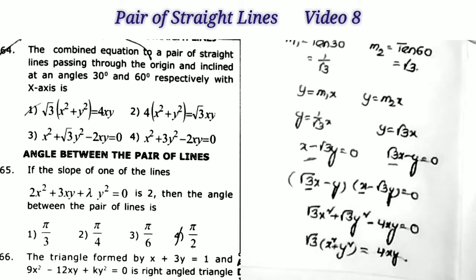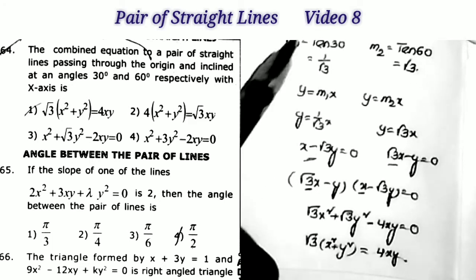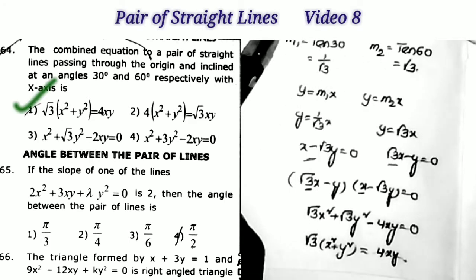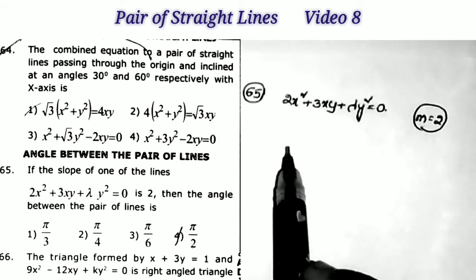Okay, and that is the first option. Already given the angles values. From those angles we have to take the slope values. Point is given. So these are the lines' equations. Combined equation means taking the product of the two equations. That's all. Next question, sum number 65.